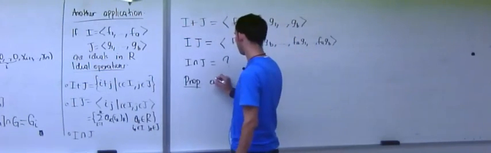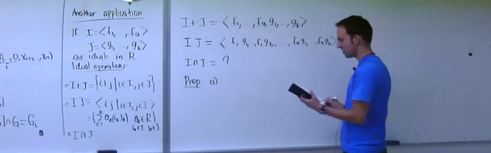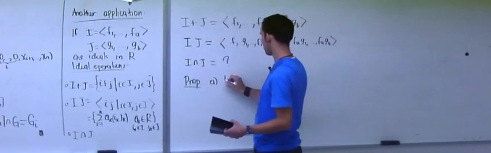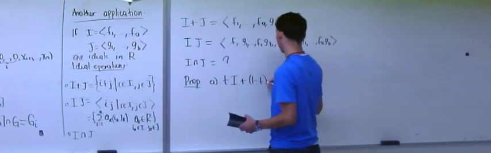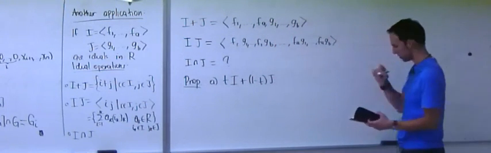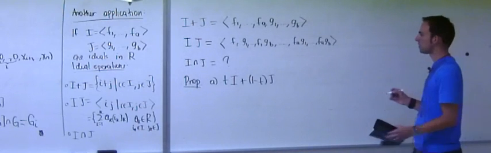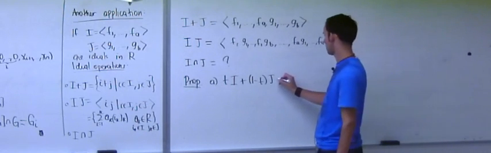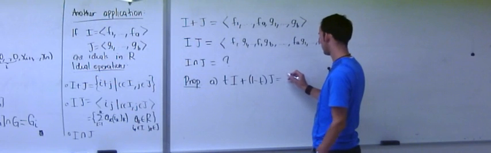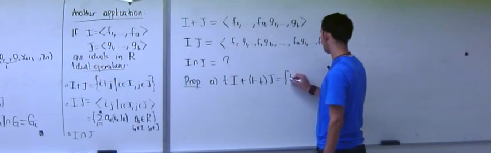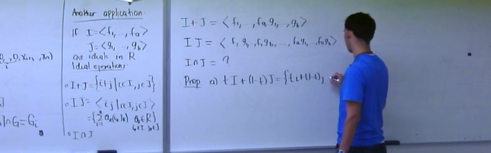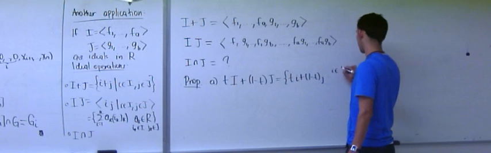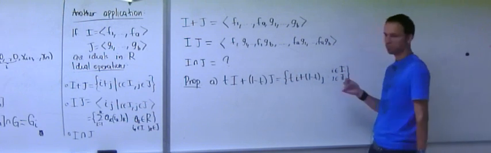This proposition has two parts. The first part is this. I'm going to consider the things of the form t times I plus 1 minus t times j, where I is in I and j is in J. And what's t? T is some indeterminate.